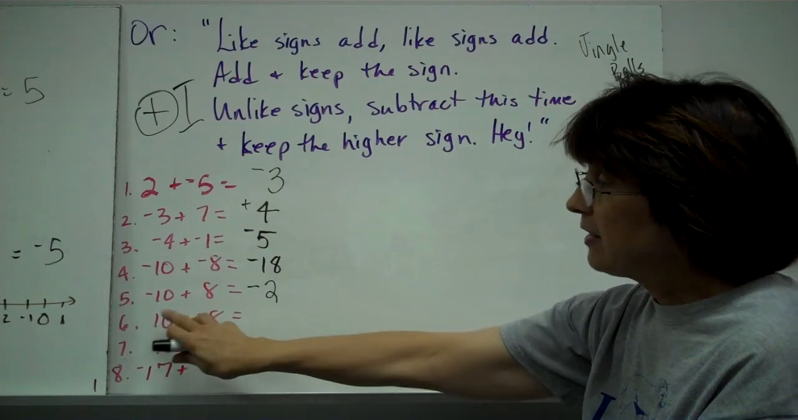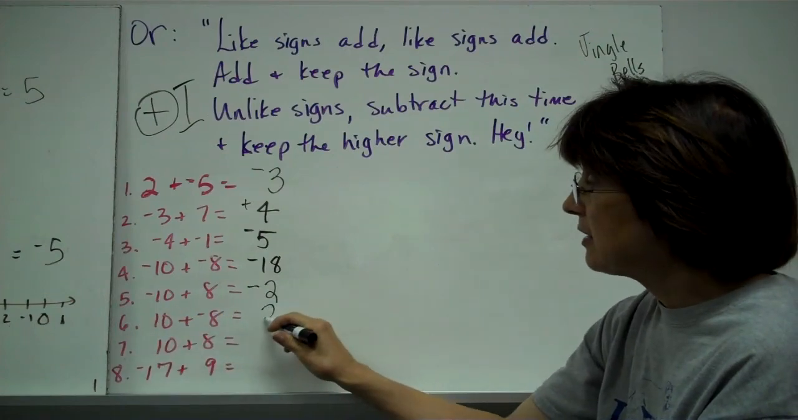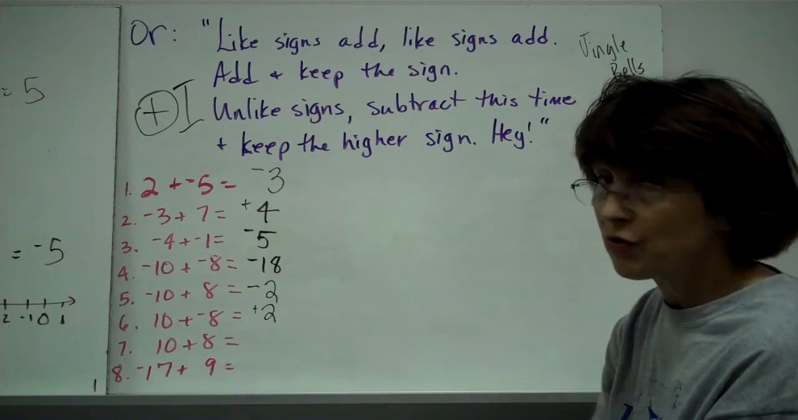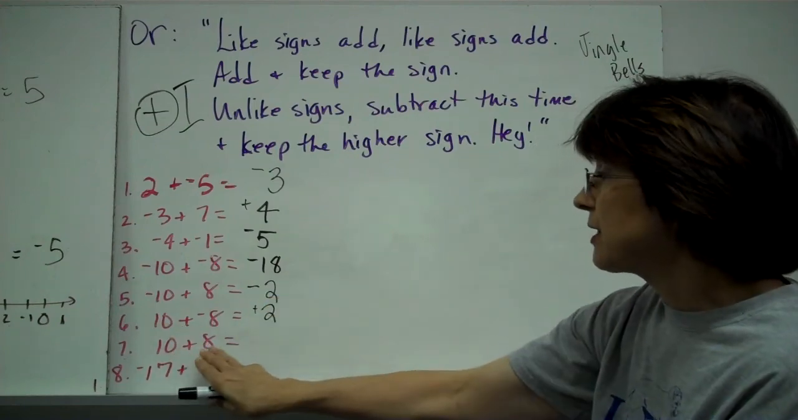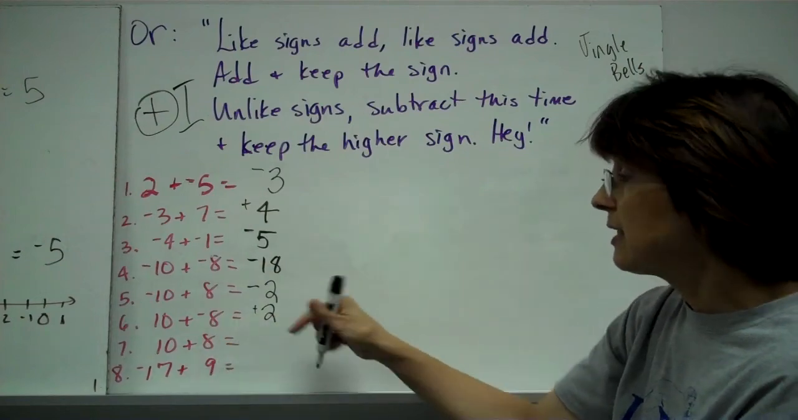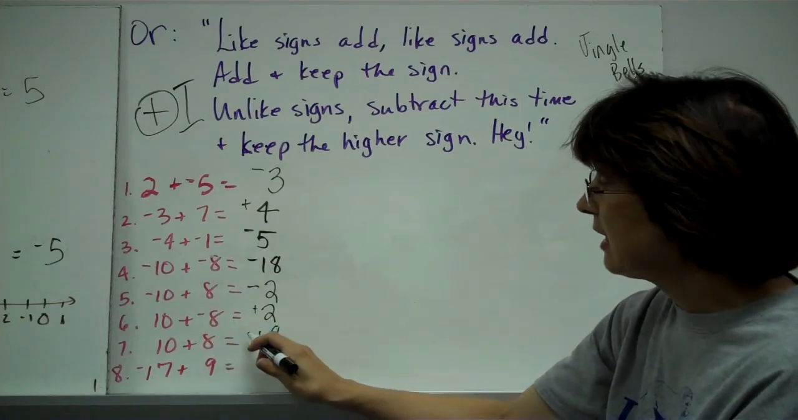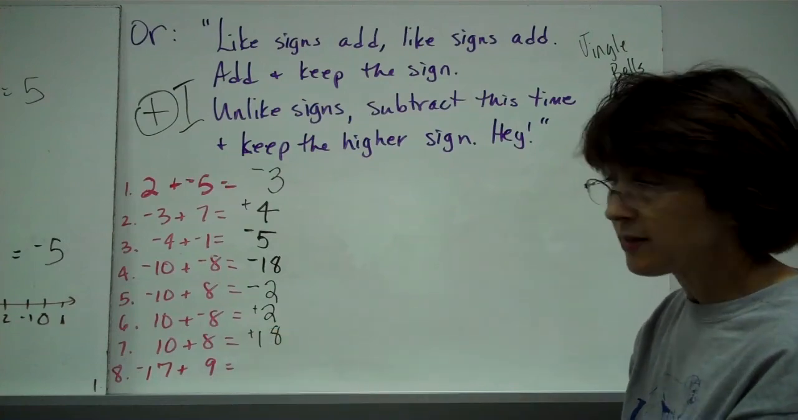10 plus negative 8, the signs are different, so I subtract. 10 minus 8 is 2. The higher number is 10. It's positive, so the answer is a positive 2. Here, 10 plus 8 is like signs, add. They're both alike. Like signs add, add and keep the sign. 10 plus 8 is 18, and keep the sign is positive, because they're both positive.